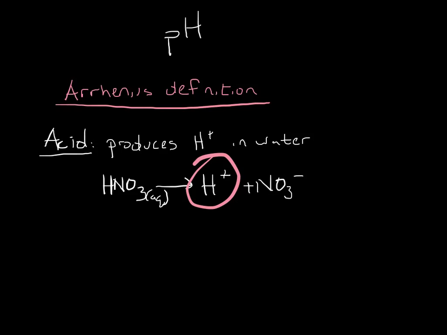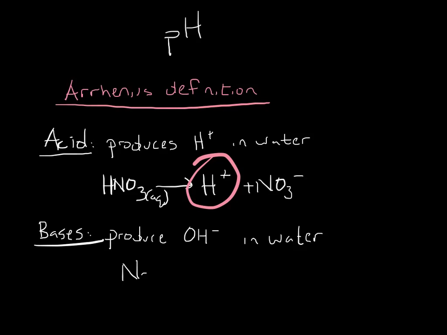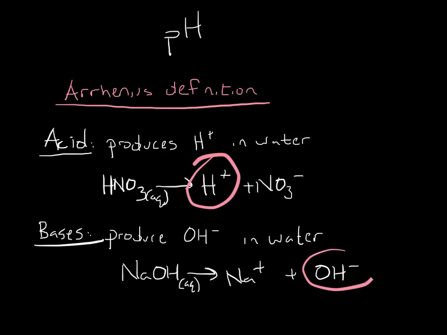On the other hand, he said that bases produce hydroxides in water. So when you dissolve an acid in water, it makes H+. When you dissolve a base in water, though, it makes OH-. So an example would be sodium hydroxide. When you dissolve that in water, because it is aqueous, it doesn't stay sodium hydroxide. Instead, it breaks apart into sodium and hydroxide. And it's this guy right here, that OH-, that sodium hydroxide produces in water, that makes it basic.